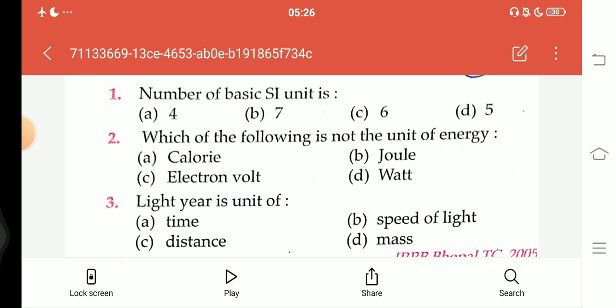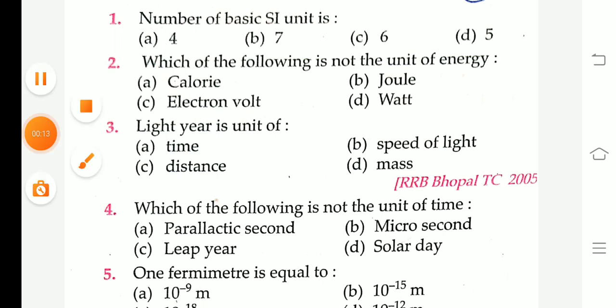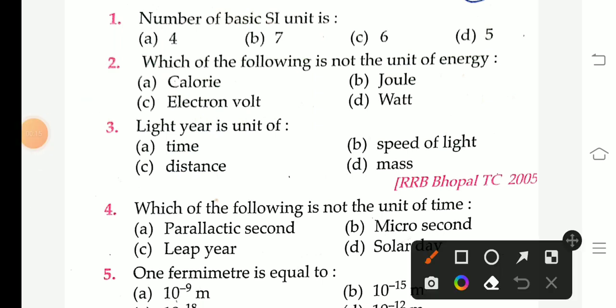Today, first question. Number of basic SI units is 7. Which of the following is not the unit of energy? Calorie, joule, electron volt. Right answer will be option D.